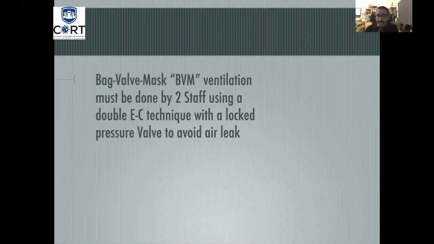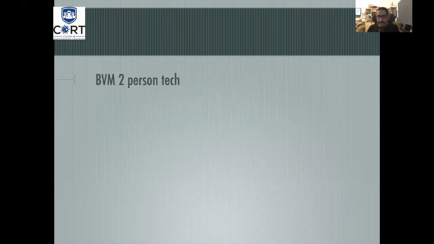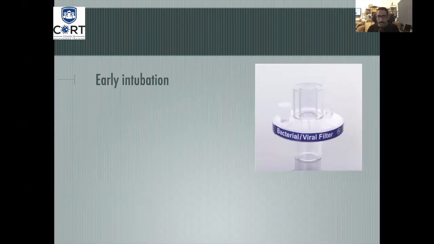It is a good alternative and recommended by the American Heart Association as an alternative in cardiac arrest of a COVID-19 patient. But please be careful, because in my experience with LMA in cardiac arrest, it gets loose and people tend to forget that they lost the airway of the patient. Okay, we mentioned early intubation.